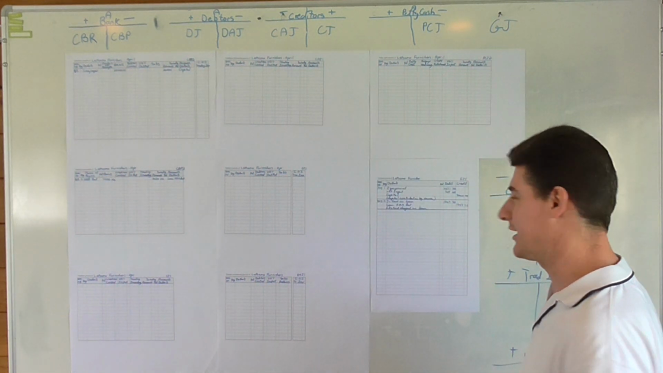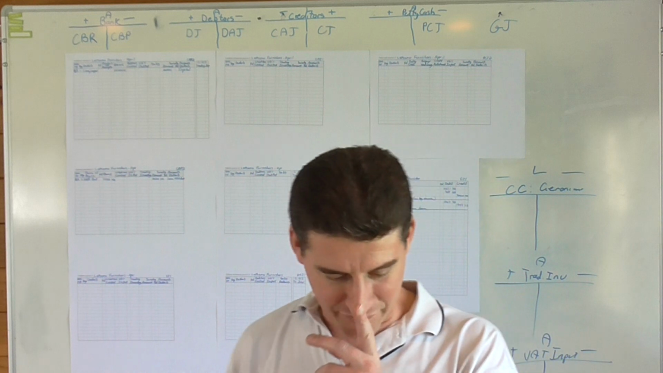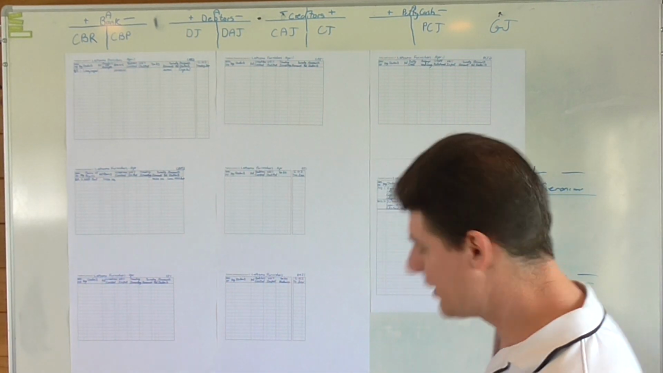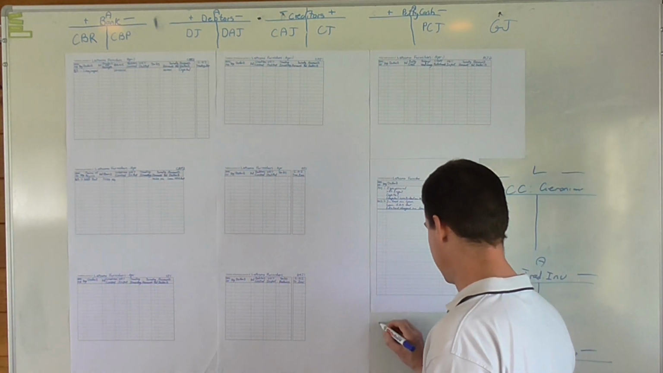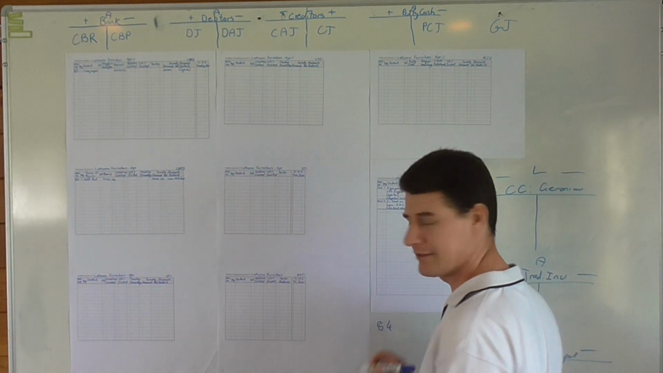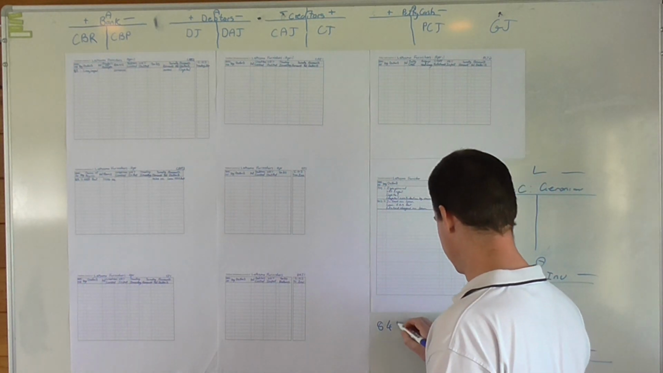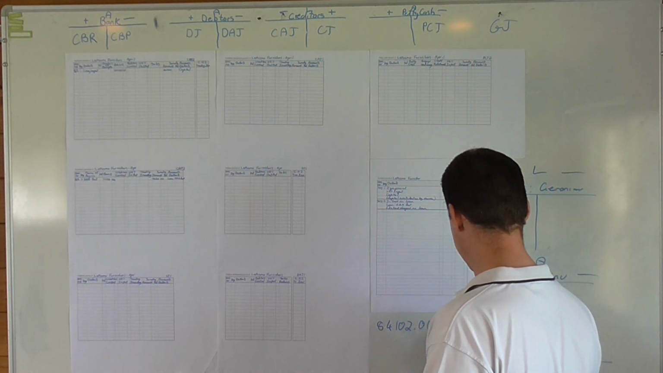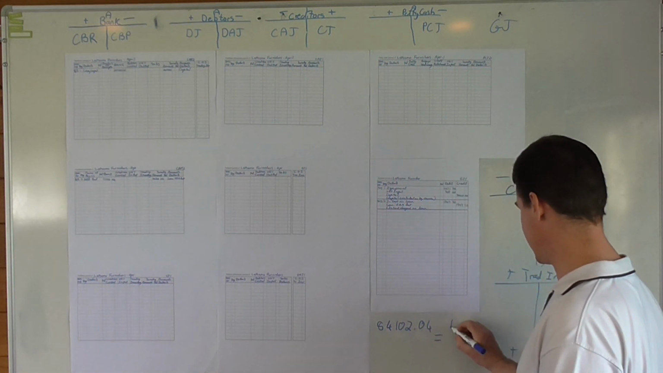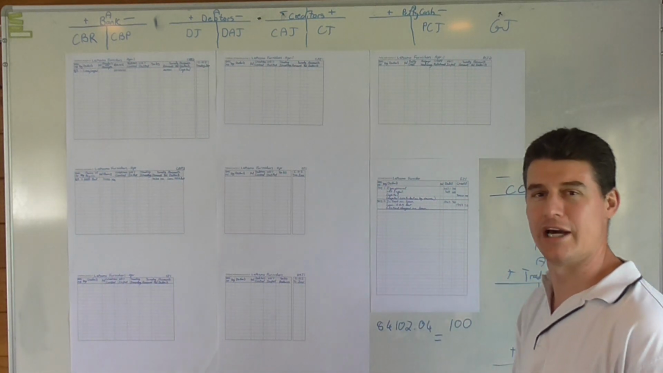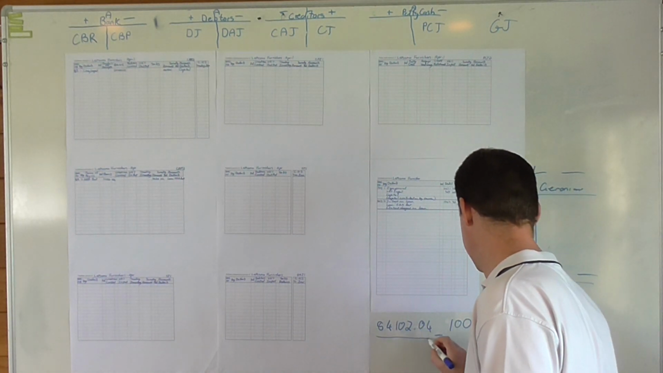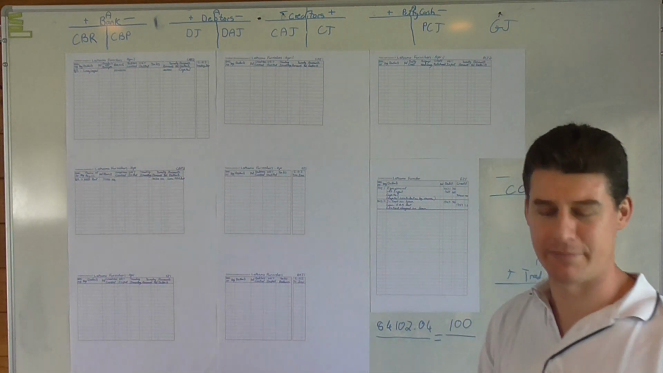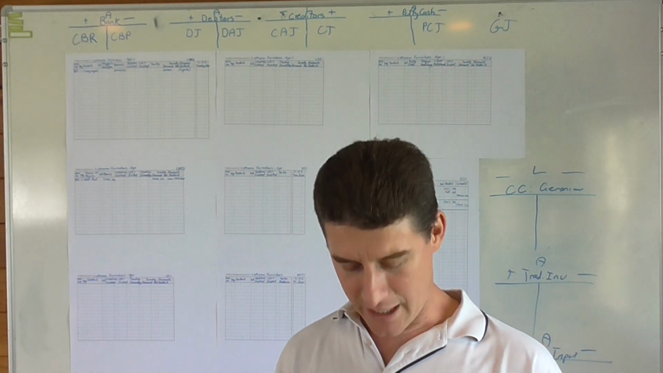Okay, I'm just going to write it here now. I've got a little formula that I always use to calculate stuff like this. First of all, I always say 84102.04 equals 100% of the price.